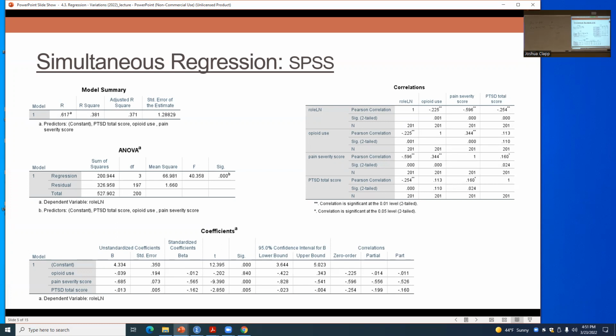Pain and PTSD correlated 0.16, opiate use and pain severity correlated 0.34. So we've got overlap in there. We've got different variables taking bites out of other variables, but this is pretty standard with what we would see with these types of models.